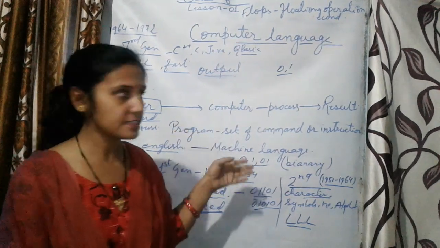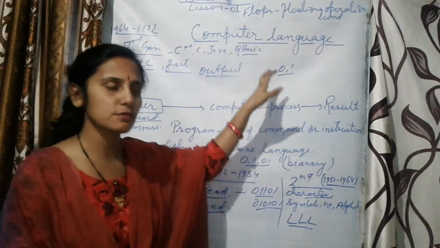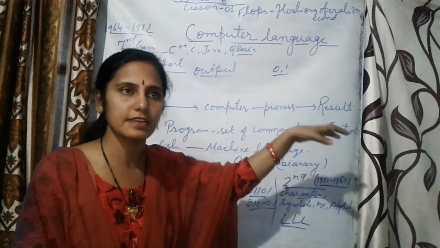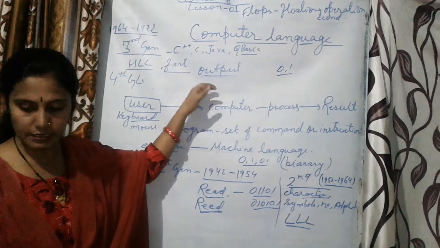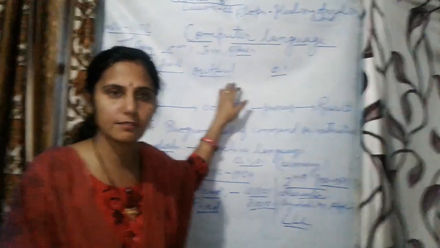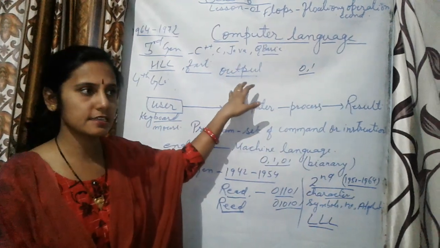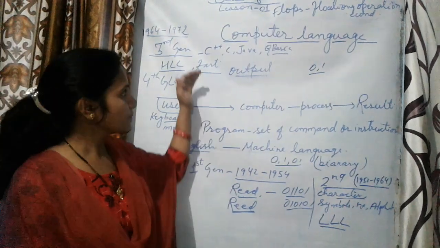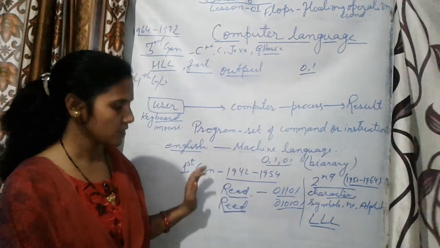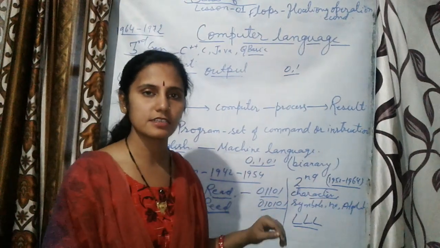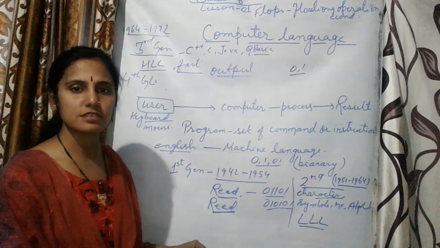In a high level language, they use a translator to translate the English language to the machine language, and the machine language is again translated into the English language. That means they need one translator. But in a low level language, they don't use any translator. So here we have covered the computer languages one by one, like first generation, second generation and third generation language. Hope all of you have understood. Next we will see the language processor.